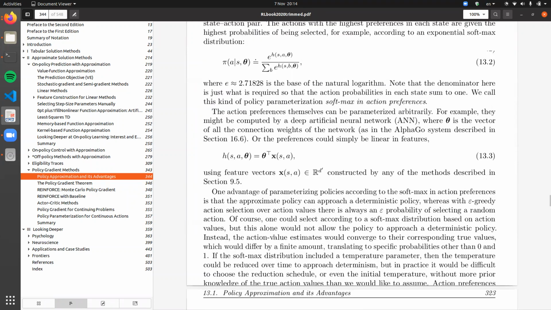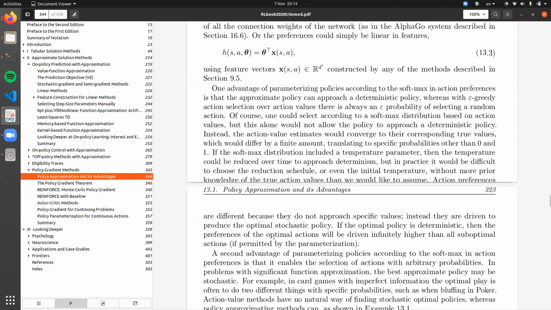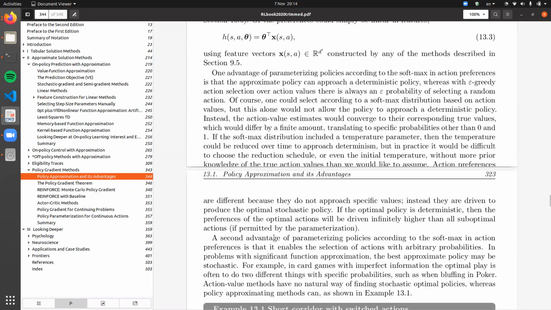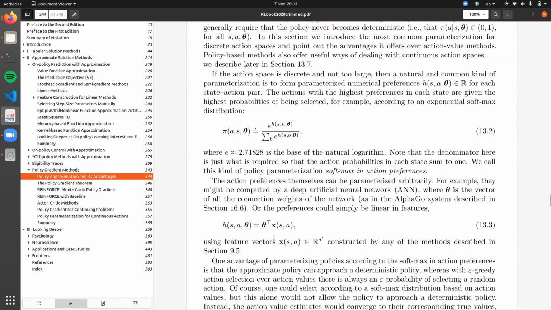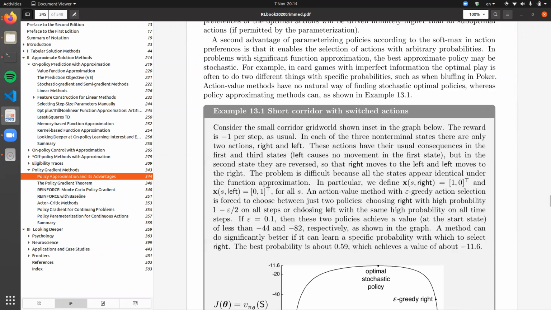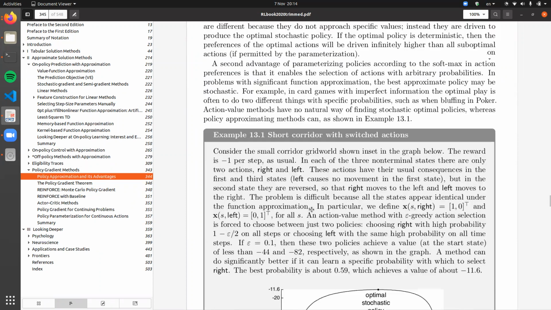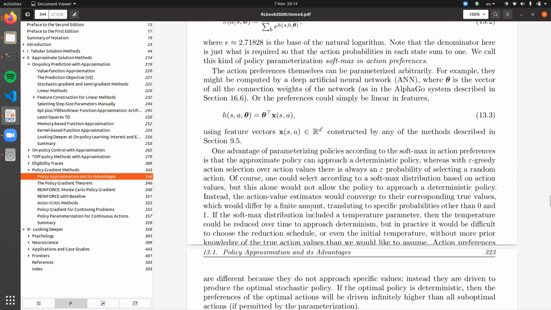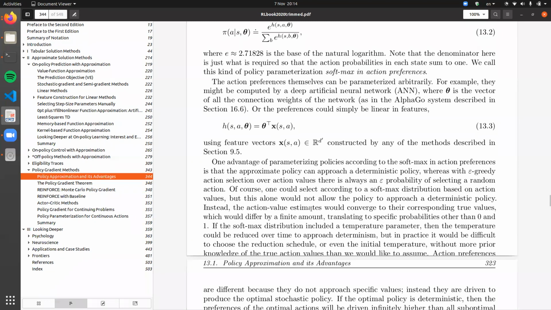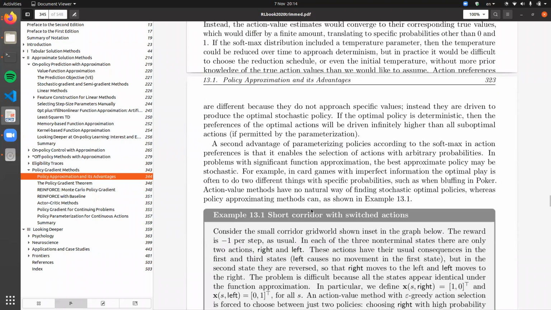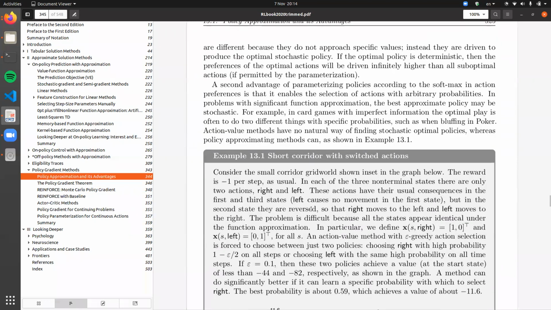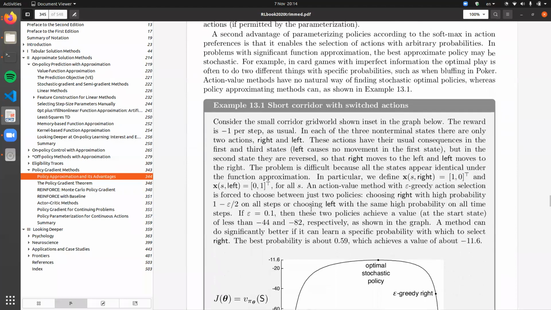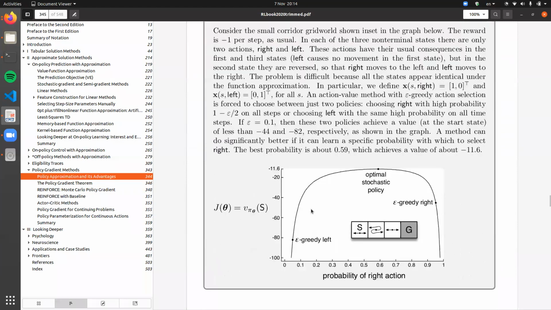And to give some motivation why having this parameterized policy, which can produce the action probabilities rather than just a single best action.